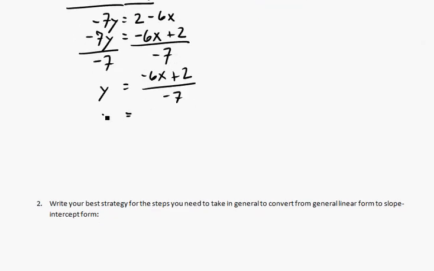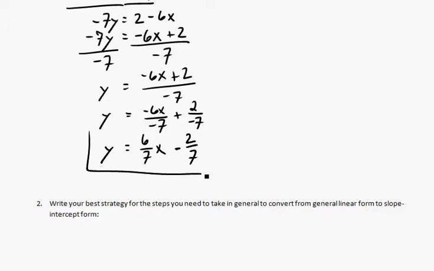What we need to do now is to take both of the terms in the numerator of this fraction and divide them by negative 7. You can think of this as distributing the division. And here we can simplify negative 6 divided by negative 7 into positive 6/7 times x minus 2/7. So y equals 6/7 x minus 2/7 is now in slope-intercept form.